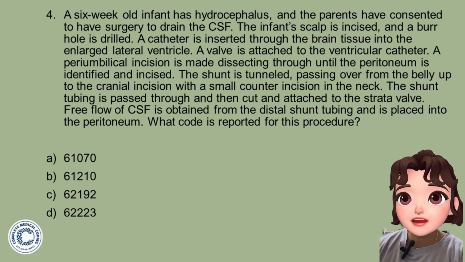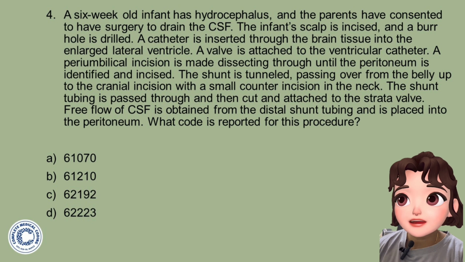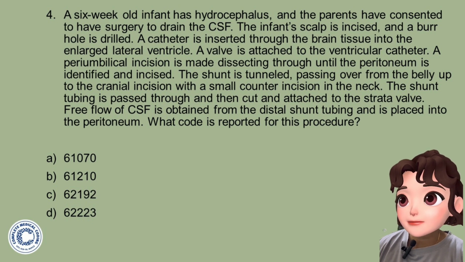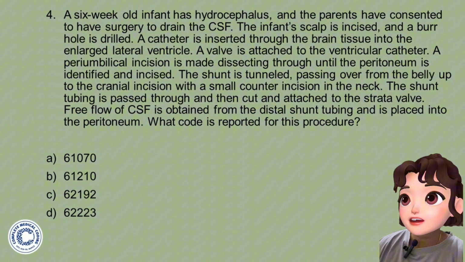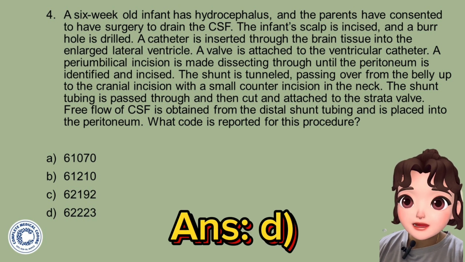62192. What is 62192? 62192 is creation of shunt, subarachnoid or subdural peritoneal, pleural, other terminus. Creation of shunt. And what is in option D? 62223? Again, creation of ventriculoperitoneal shunt. That is what we need to code, right? Because see, the distal shunt tubing is placed into the peritoneum. So this is the correct CPT code. Creation of ventriculoperitoneal shunt, which makes the answer option D, 62223. Okay.